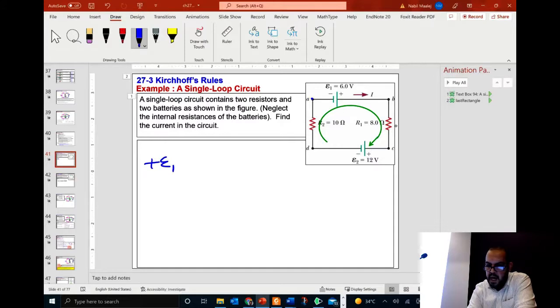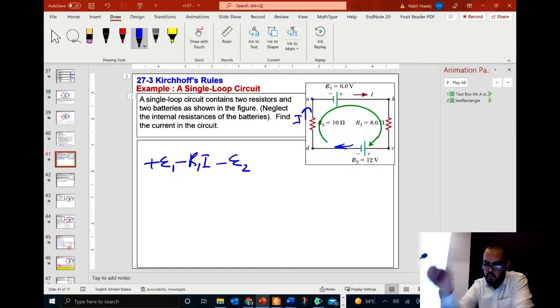epsilon 1. Then I'm going through the resistance R1 in the same direction of the current I. Minus R1I. Okay, then I'm going through the battery epsilon 2, through the positive terminal. So we use plus or minus? Minus. Then I'm going through a resistor R2 in the same direction of the current. Remember, this is one single loop. Do I use minus or plus? Minus R2I. Now I'm back to the same point, so this is equal to 0.